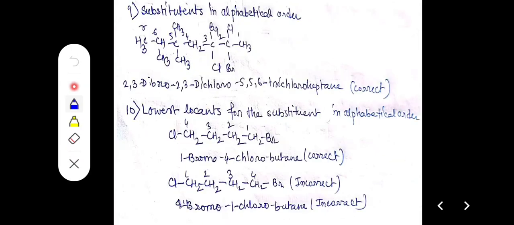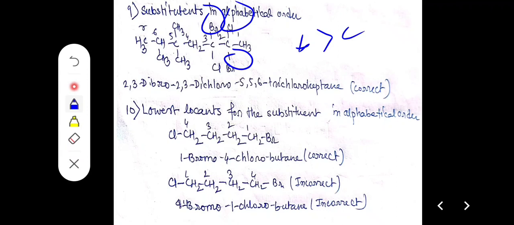Okay, substituents should be in alphabetical order, because when we write all of the things, we also have to consider alphabetical order, because 1 comes first then 2, 2 comes first then 3, and as well A comes first then B, B comes first then C. So if bromine group is present and Cl group is present, then B comes first then C, right? B should be preferred over C.